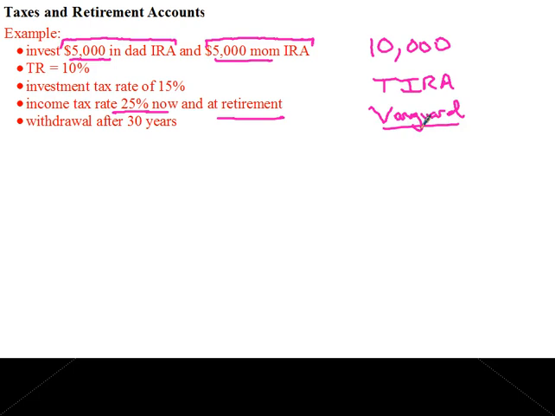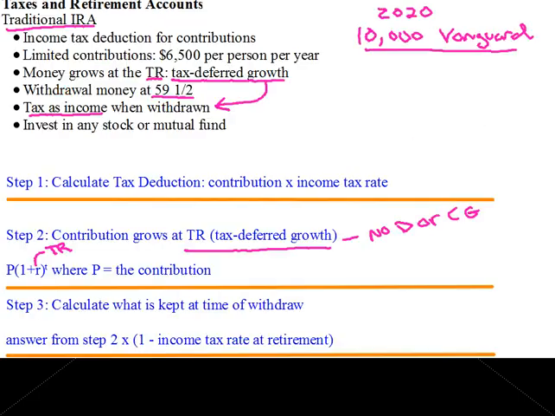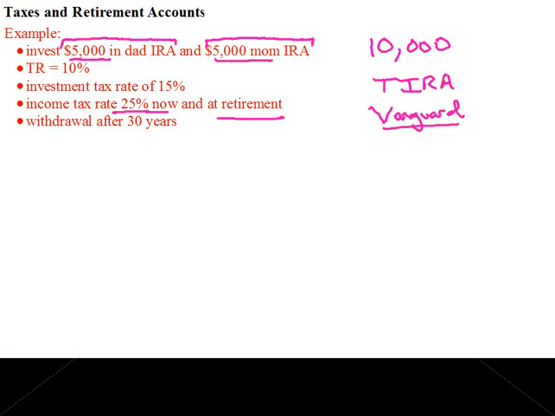So how are we going to do these calculations? Well, let's go back here. Step number 1 is we want to calculate the tax deduction. We do that by taking the contribution times the income tax rate. So mom and dad put $10,000 into this account. Dad put in 5 into his, mom put 5 into hers.